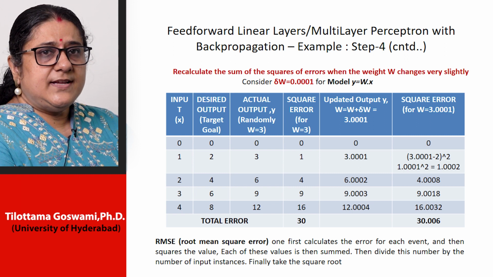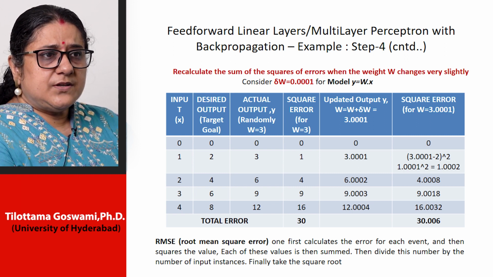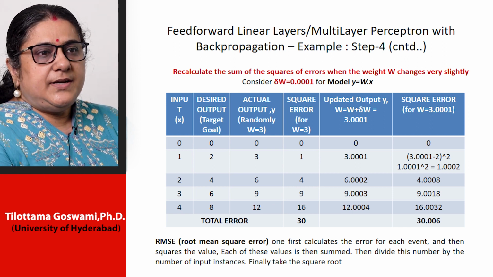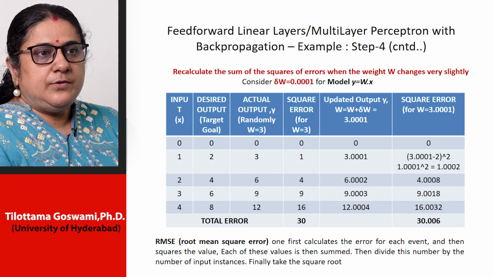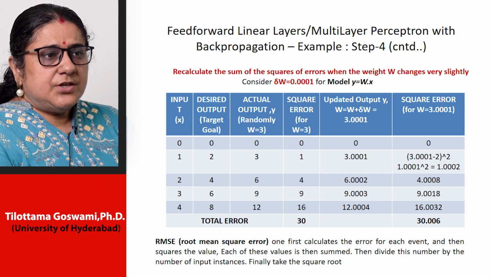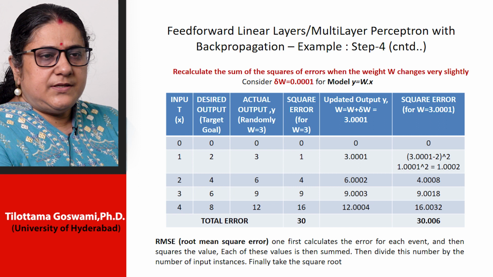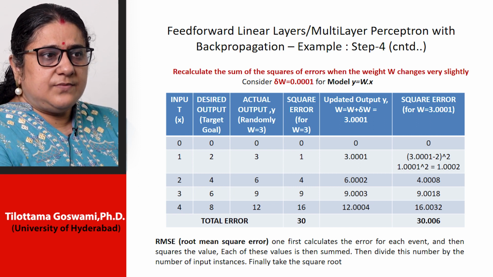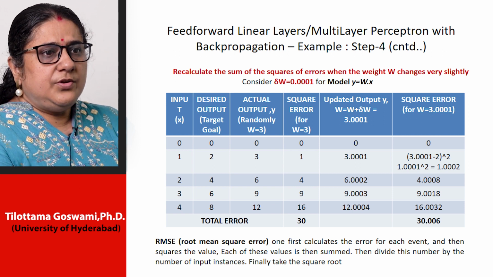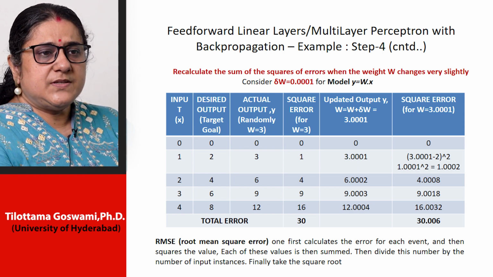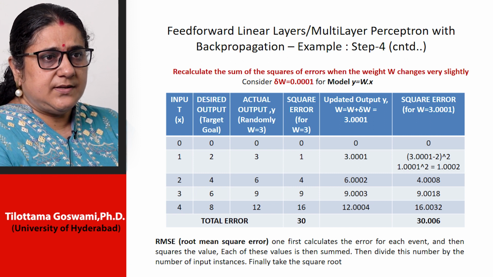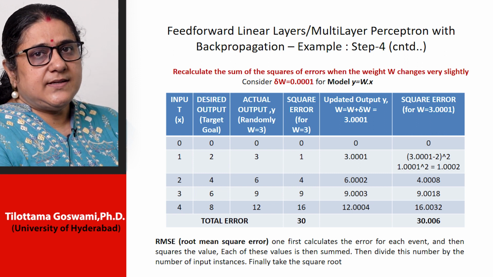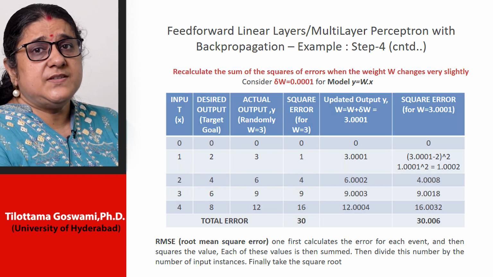So moving forward, if delta W is 0.0001 for the model y equals Wx, now focus on the fifth column where updated W is equal to W plus delta W. So for the first input 0, nothing changes. For 1, it is 3.001. For 2, you multiply with 2, 6.002, and 3 and 4 similarly. Now we measure the squared error. We see that the squared error has increased from 30 to 30.006.